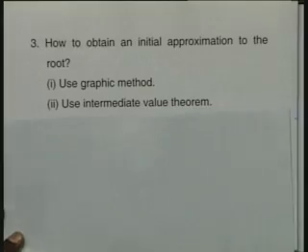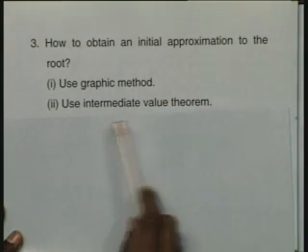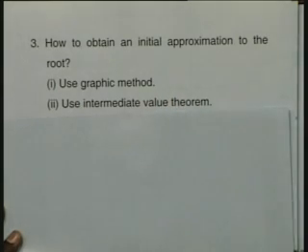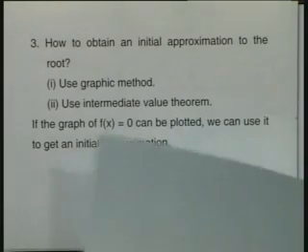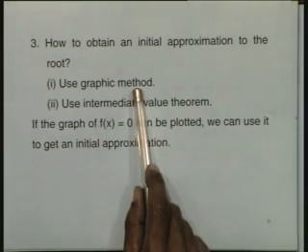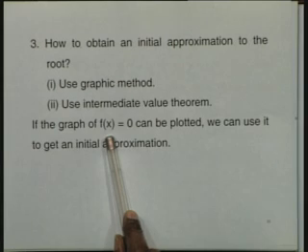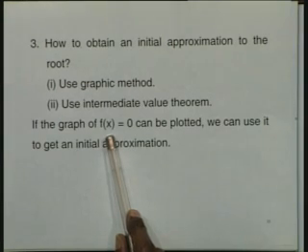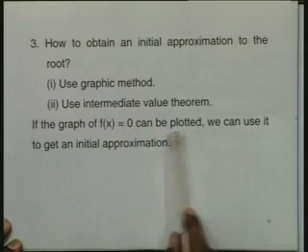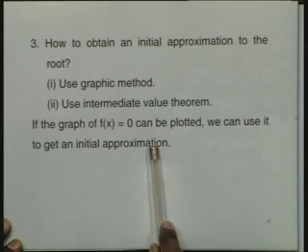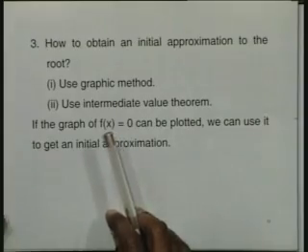Now, there are two ways of obtaining the initial approximation. One is the use of graphic method, the other is the use of intermediate value theorem. Let us see what we mean by the graphic method. In the graphic method, if I am able to draw the graph approximately, we are not talking of exactly drawing the graph. If I am able to draw the graph of f(x) is equal to 0 approximately, I can use it to get an initial approximation. So, draw the graph of it, let it cut the x axis at a particular point, and when it cuts the x axis at that point, I can take that as the required initial approximation.